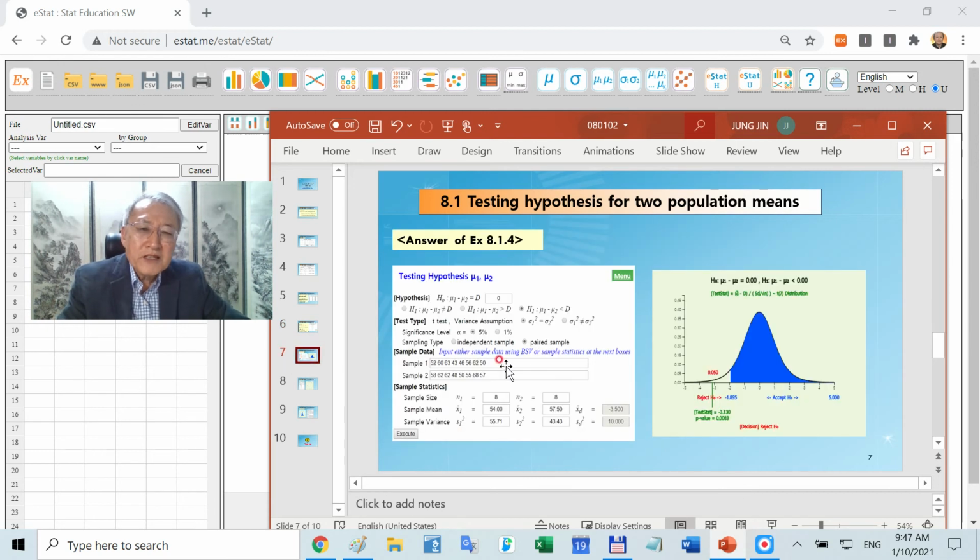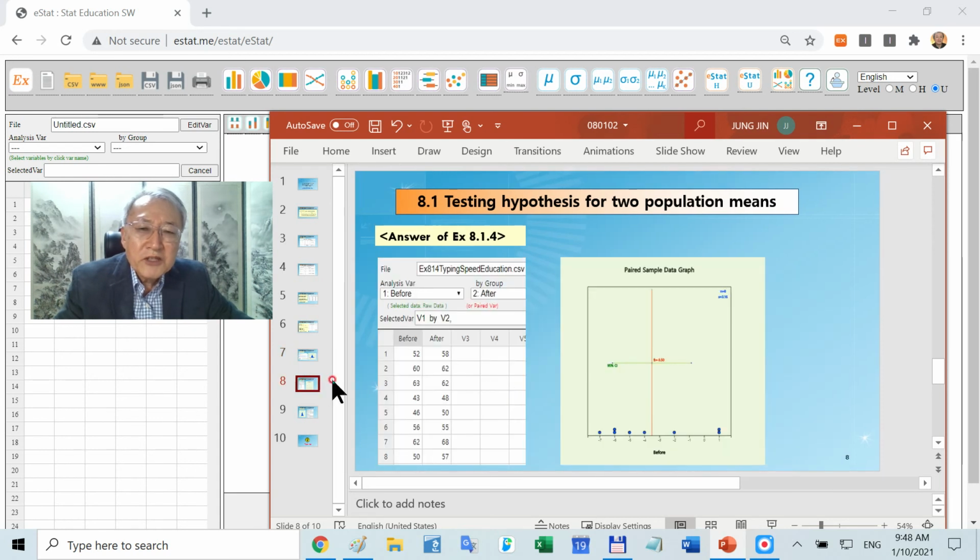How can you practice? In the case of E-stat, it is so simple. You just type these numbers, before training and after training, as a paired sample. Therefore, you are supposed to have the same number of data. Clicking the execute button will calculate the mean of differences and the variance of differences, and then the test result will look like this. It is reject H0.